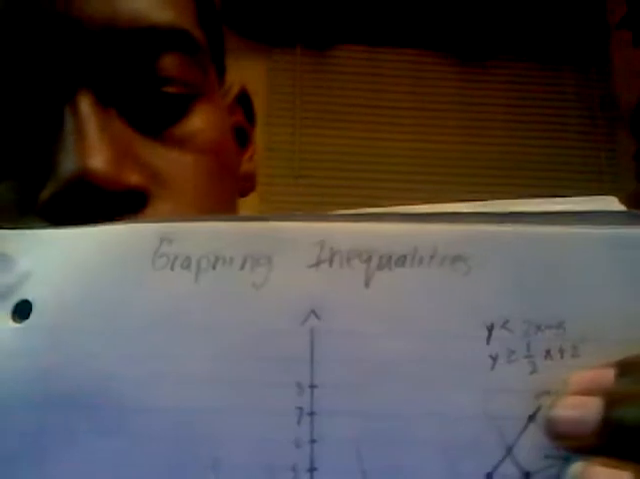You have y is less than 2x minus 5, and then the other one is y is greater than or equal to half of x plus 2. So, first of all, when you're dealing with inequalities, at first when you're graphing them, you don't pay attention to the greater or less than signs. You just take it like it was a linear equation. So you ignore those signs for now.